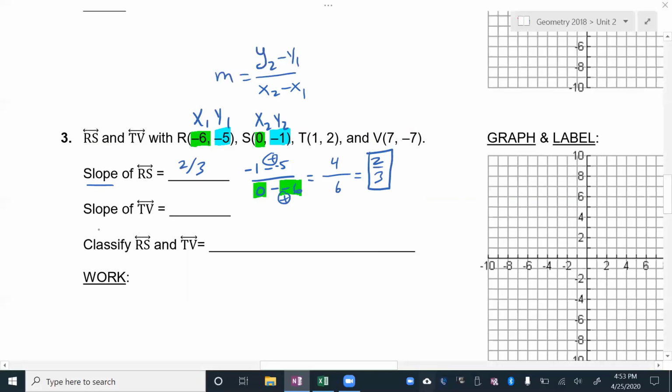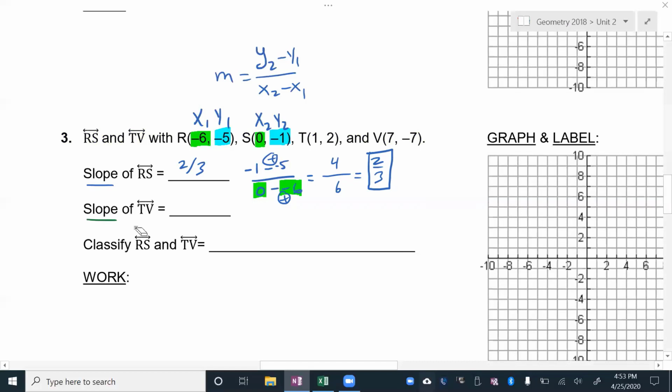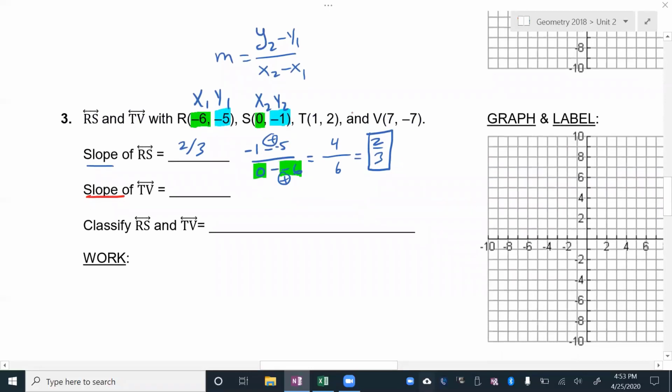Now I'm going to change colors for the next slope. If I'm trying to solve this one, I'll use red instead. I need to label these x1, y1, x2, and y2.